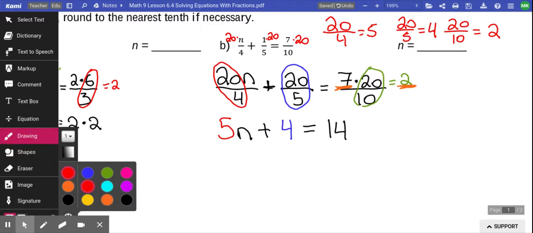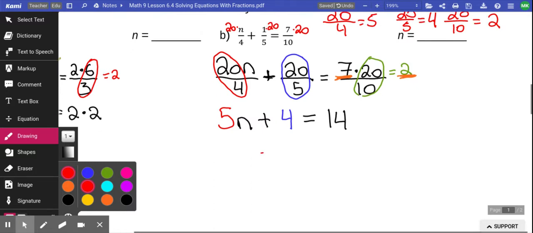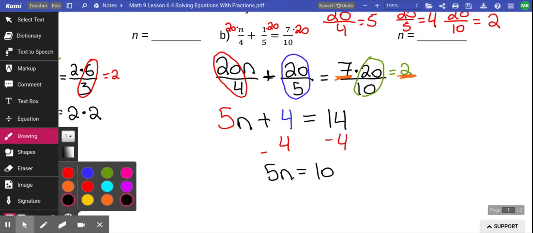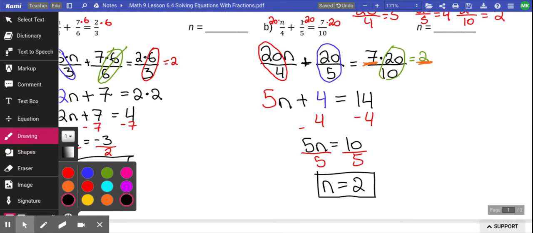To solve, we've done multiple lessons of this, so if you're still struggling with that, you can go back and practice and maybe watch those videos because I go a little slower. I'm going to subtract 4 from both sides. Gives me 5n equals 10. I'm going to divide both sides by 5. Giving me n equals 2. Beautiful. Fractions. Get rid of them by finding something they all could multiply to become.